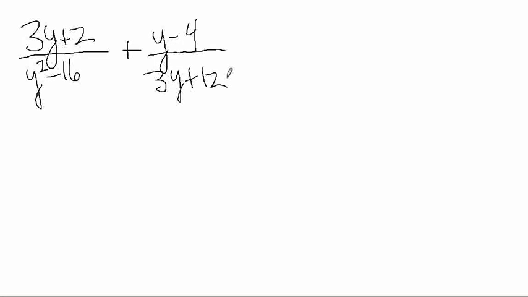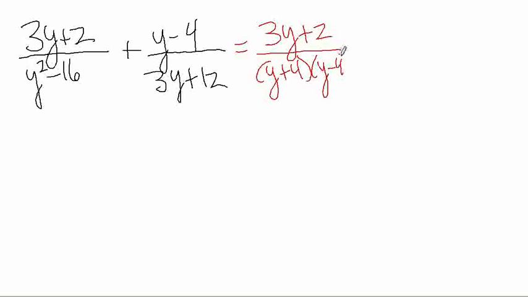(3y plus 2) over (y squared minus 16) plus (y minus 4) over (3y plus 2). So pause the video now and try to find this sum. Okay, I'll go ahead and work it out now. So the first step is to factor. Factoring both rational expressions, you will arrive at the two red rational expressions that I've written on the board.